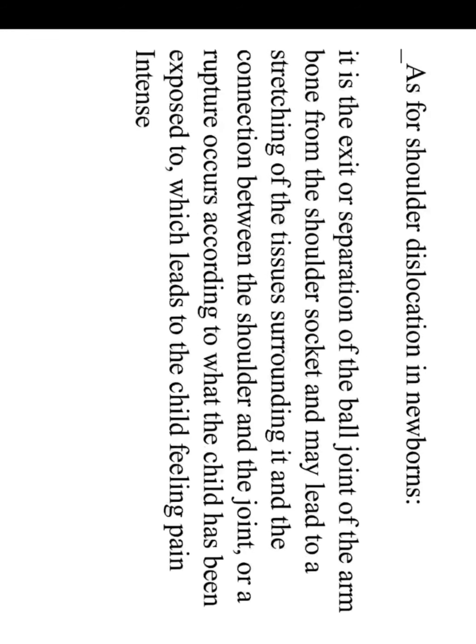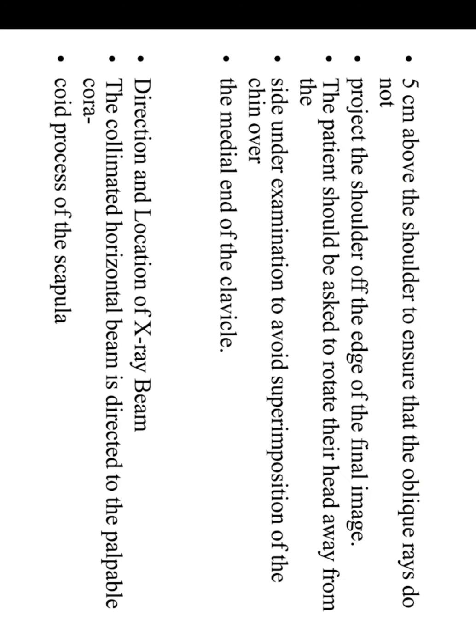Shoulder dislocation in newborns is the exit or separation of the ball joint of the arm bone from the shoulder socket, and may lead to a straining of the tissues surrounding it and the connection between the shoulder and the joint, or a rupture occurs, according to what the child has been exposed to, which leads to the child feeling intense pain.